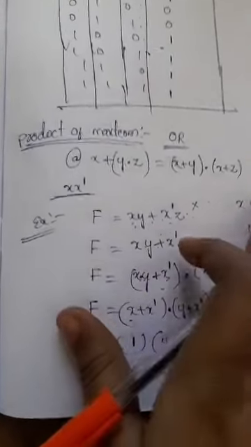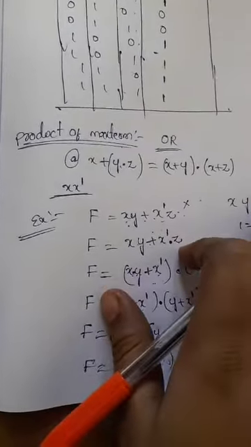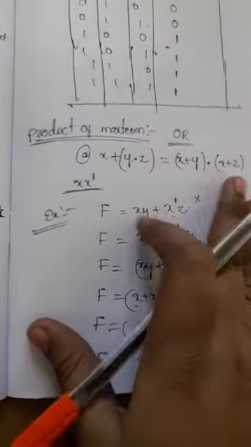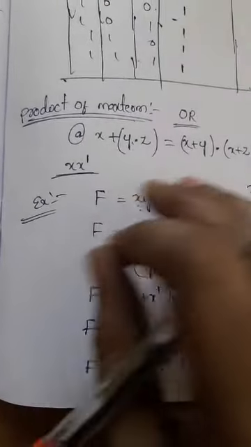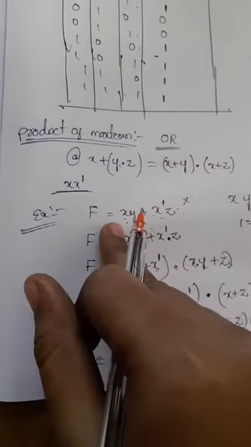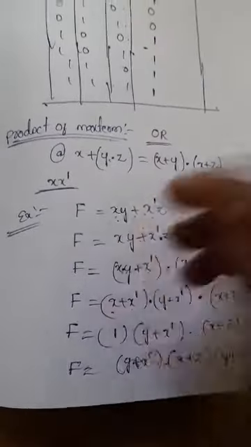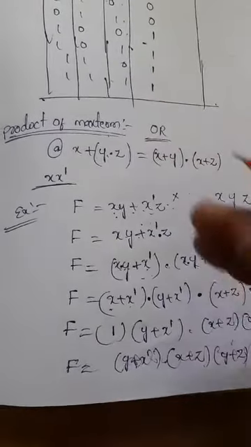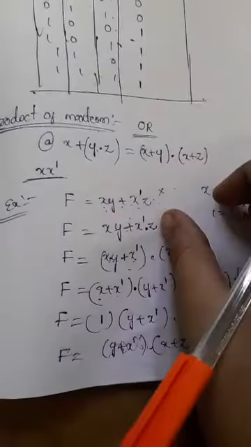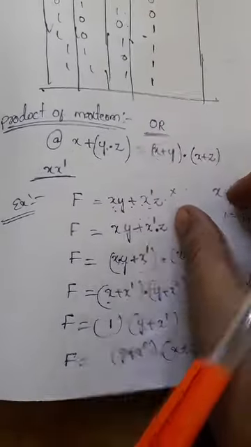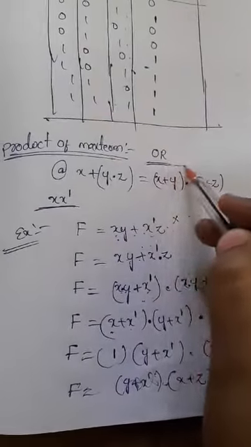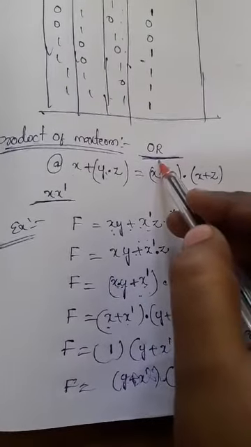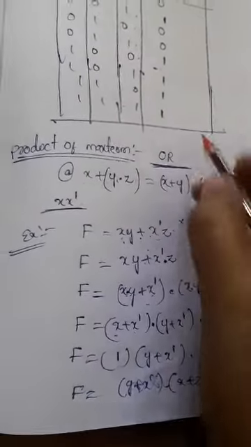What is the procedure for finding whether any boolean function is in product of maxterm? What is the first step? Check whether the boolean function is in product of maxterm or not. Whatever boolean function we are considering, first we need to check whether it is in product of maxterm. How do we define that a boolean function is in product of maxterm? That boolean function must have the or terms. We can represent it as a product of or terms.